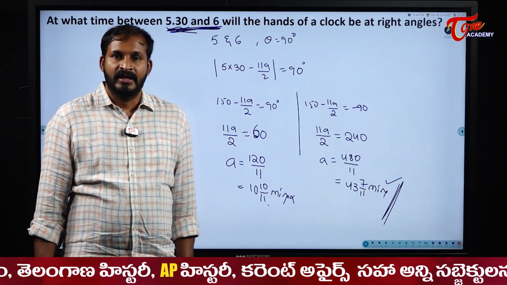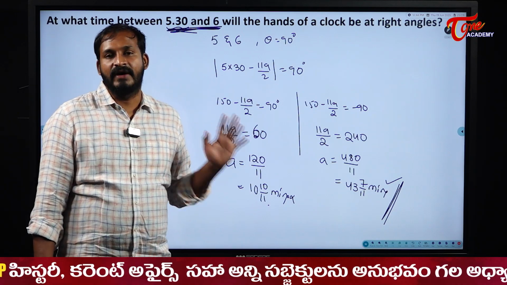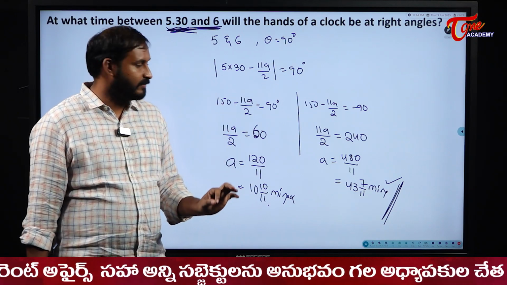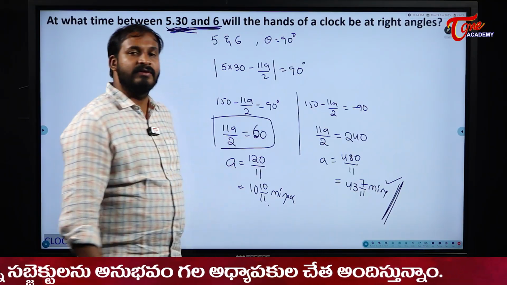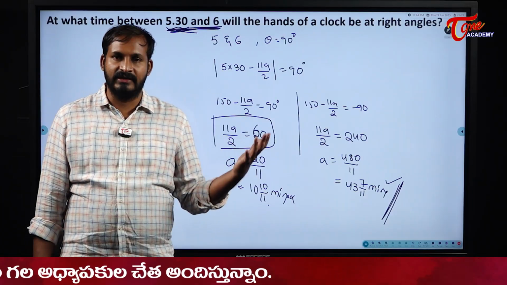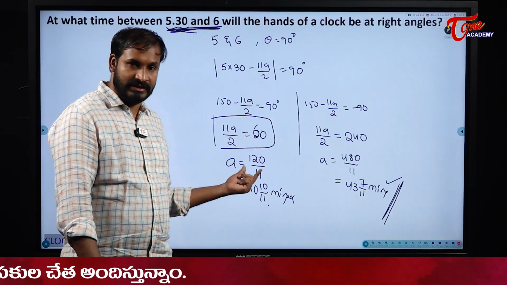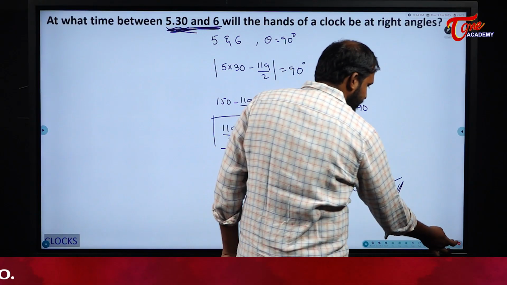Understood? This is the case of 90 degrees. So based on the question, we will write our final answer. But the process remains the same. Remember, again and again I am telling, the 11a by 2 value is very, very important. Most of the students don't know this and they will get different answers and get confused here. So the 11a by 2 value should always be between 0 and 360.